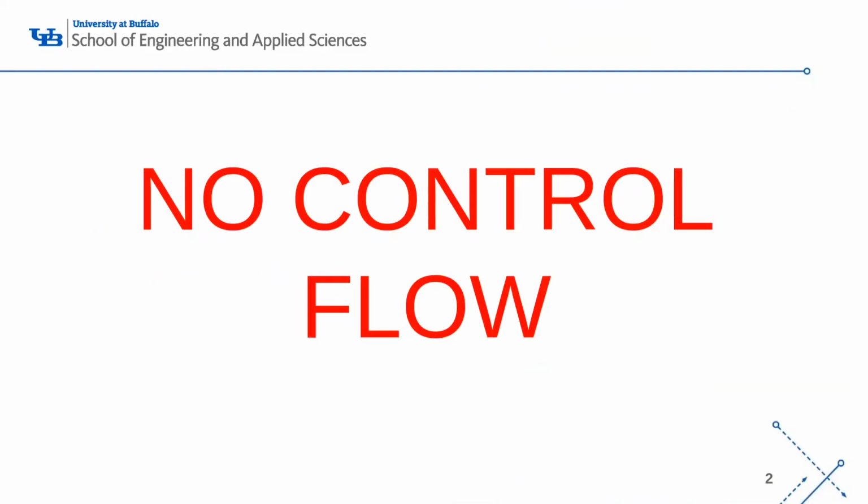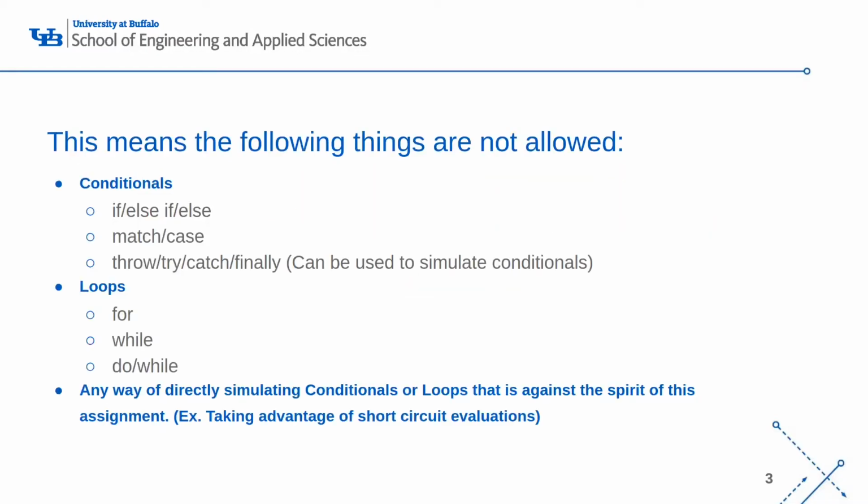The first thing you need to know about the microwave homework is that there is no control flow allowed at all. Control flow includes, but is not limited to, conditionals, including if, else-ifs, else, match and case statements, throw, try, catch, and finally, which can be used to simulate conditionals. You can't use any loops, so no for loops, no while loops, no do while loops. And you can't use any way of directly simulating conditionals or loops that's against the spirit of the assignment.